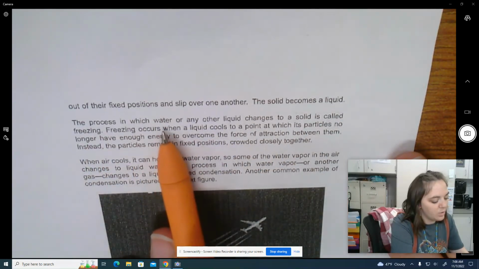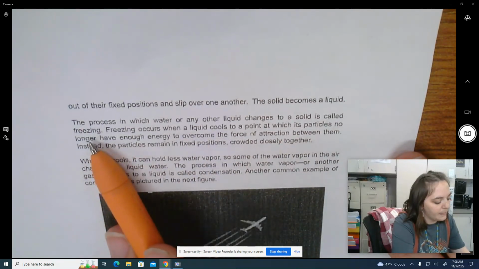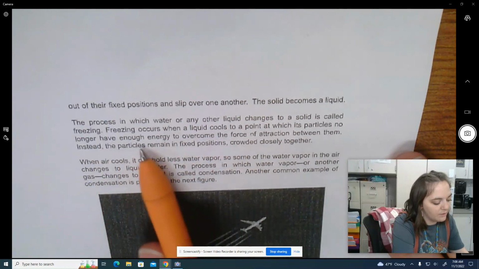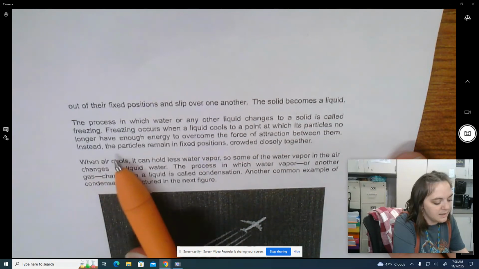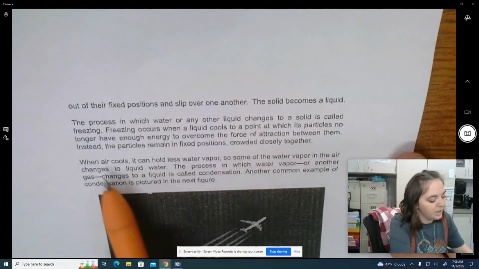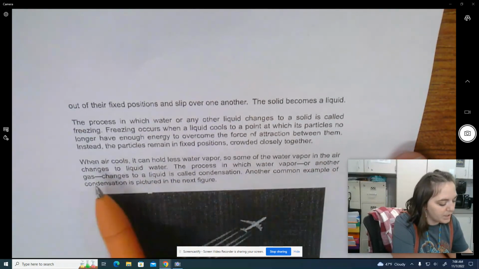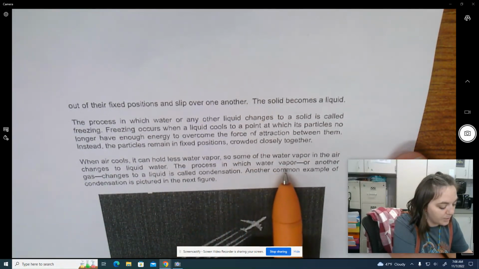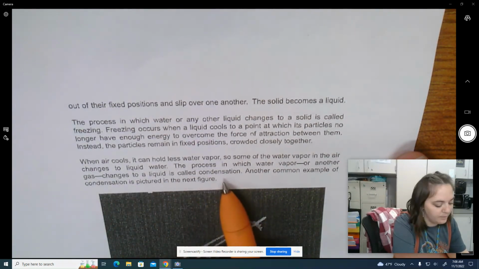The process in which water or any other liquid changes to a solid is called freezing. Freezing occurs when a liquid cools to a point at which its particles no longer have enough energy to overcome the force of attraction between them. Instead, the particles remain in fixed positions, crowded closely together. When air cools, it can hold less water vapor, so some of the water vapor in the air changes to liquid water. The process in which water vapor, or another gas, changes to a liquid is called condensation.